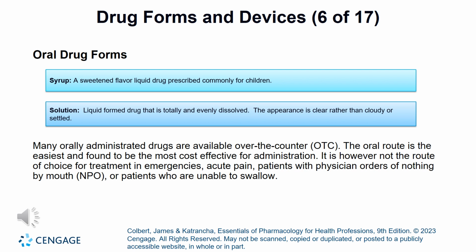Many orally administered drugs are available over the counter, or OTC. Usually the oral route is the easiest, and it's found to be the most cost effective. It is not the route of choice for treatment in emergencies, acute pain, patients with physician orders of nothing by mouth, NPO, or patients who are not able to swallow.